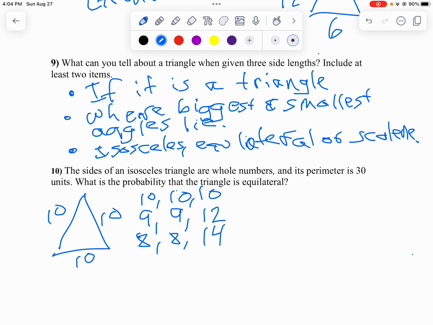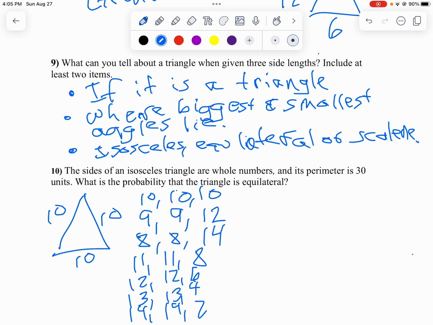Let's go the other way. How about 11, 11, that's 22, that's 8. Okay, 12, 12, and 6. 13, 13, and 4. 14, 14, and 2. If I try to go 15, 15, that would make my third side 0.